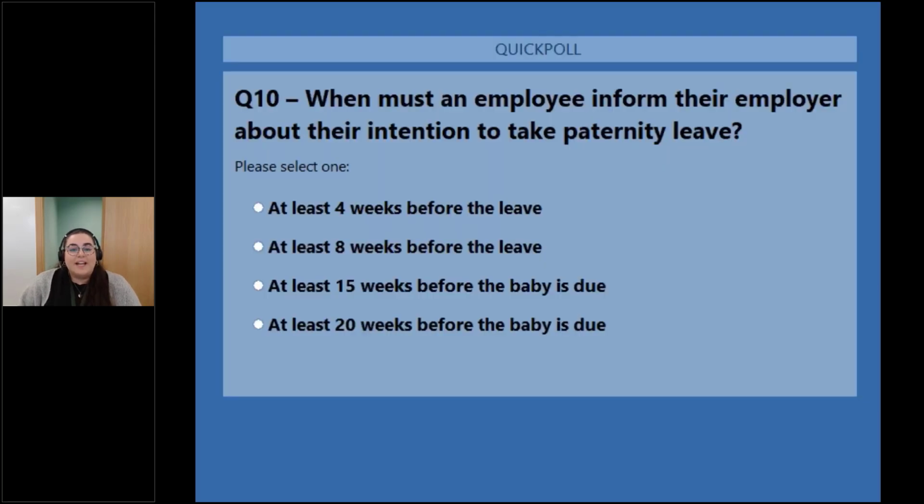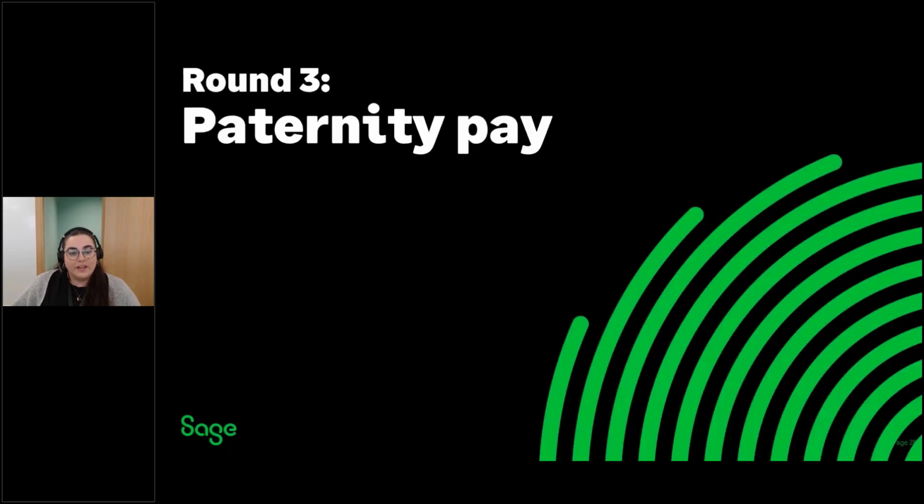So question number 10, when must an employee inform their employer about their intention to take paternity leave? Is it at least 4 weeks before the leave? At least 8 weeks before the leave? At least 15 weeks before the baby is due? Or at least 20 weeks before the baby is due? So I'll go ahead and close that. And we'll move on to question number 11.